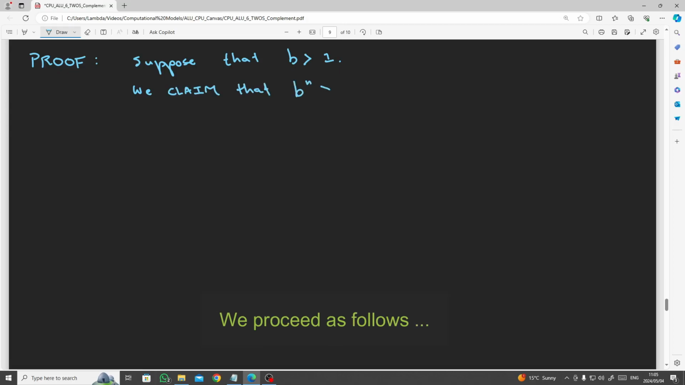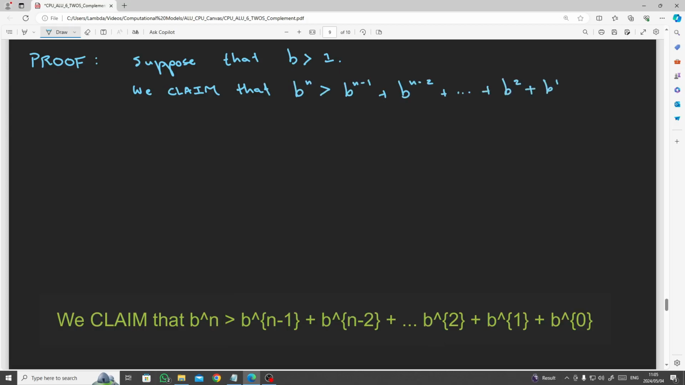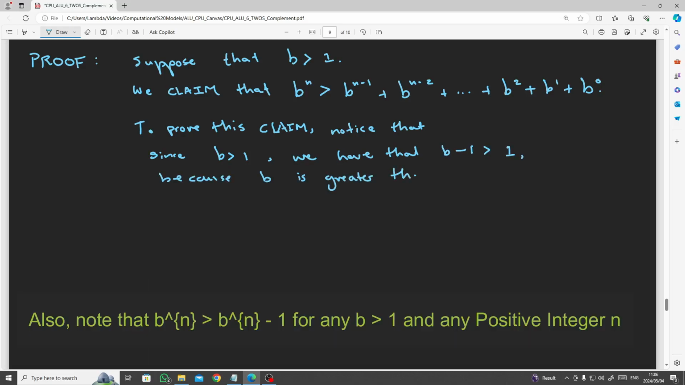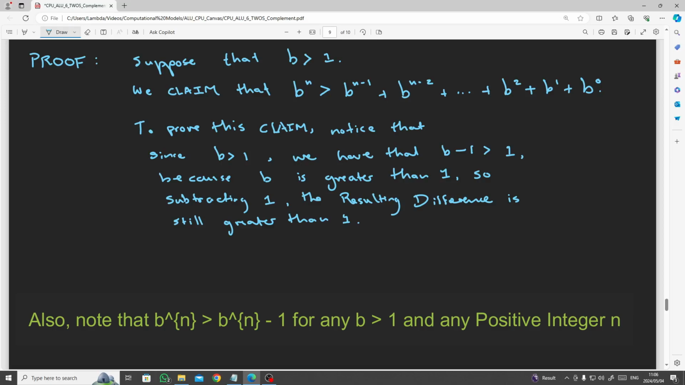We proceed as follows. Suppose that b is greater than 1. We claim that b to the power of n is greater than the sum of all the reducing powers of n. To prove this claim, notice that if b is greater than 1, then it should also be that b minus 1 is still greater than 1, because b is greater than 1, and b is an integer. Also note that b to the power of any number n is greater than b to the same power minus 1 for any b greater than 1 and any positive integer.